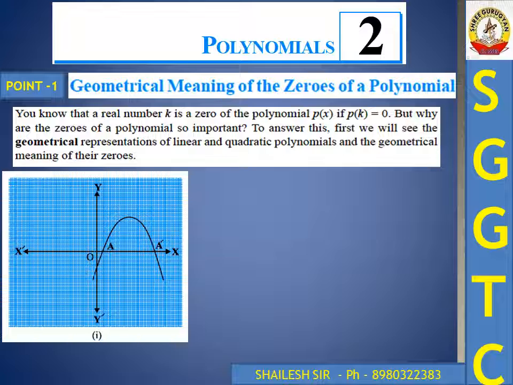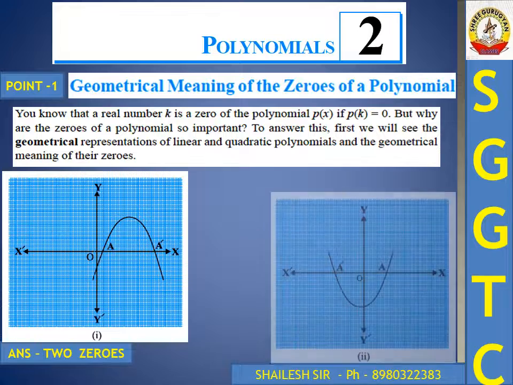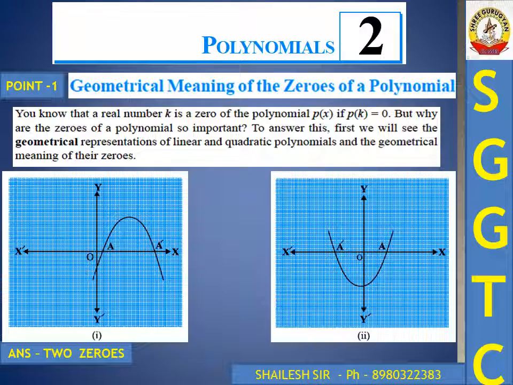So that's why here the number of zeros is 2. Yes, students, it is 2 zeros. Same as the next drawing. Look at the second drawing. This graph also intersects the x-axis at 2 points A and A dash. That's why my answer is 2 zeros. I again repeat, intersect with the x-axis, not the y-axis.